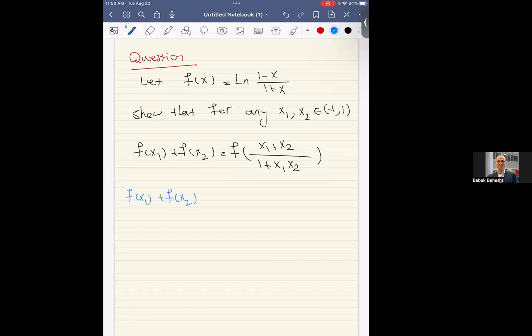So let's compute f of x1 plus f of x2. So this is ln of 1 minus x1 over 1 plus x1 plus ln of 1 minus x2 over 1 plus x2. And ln of a plus ln of b is ln of a times b. So this is just ln of 1 minus x1 times 1 minus x2 divided by 1 plus x1.